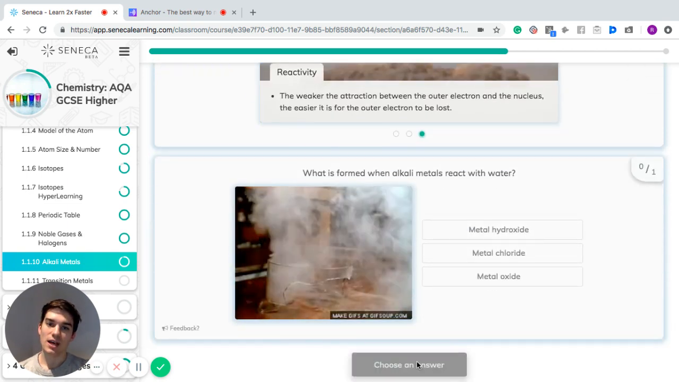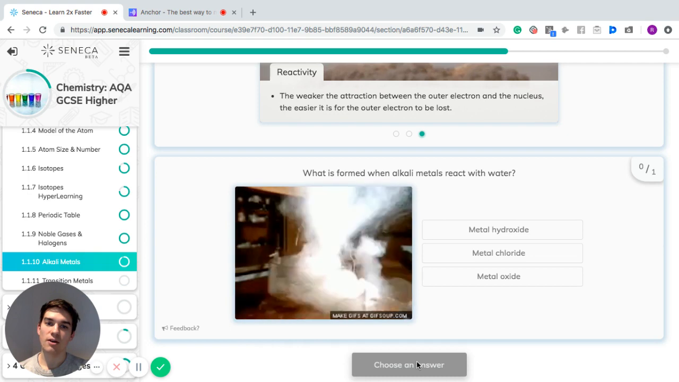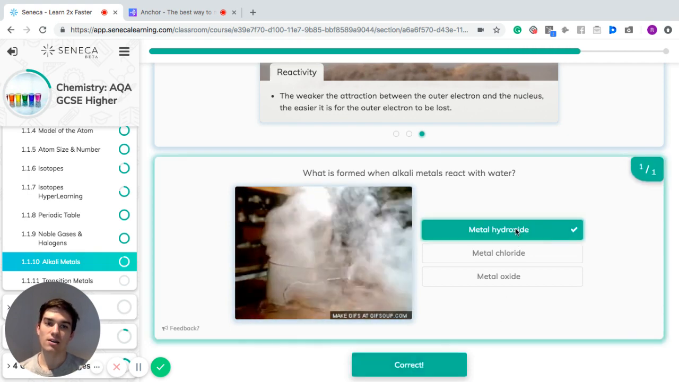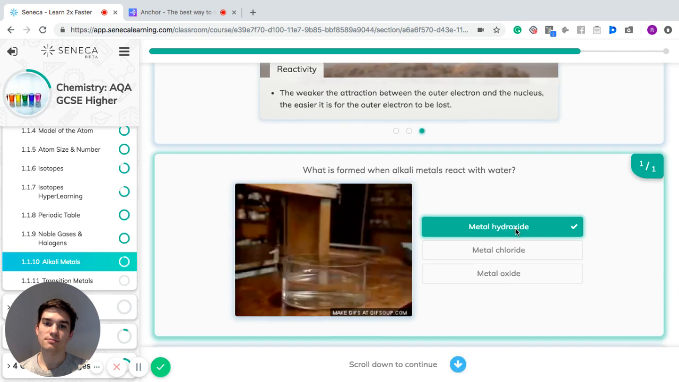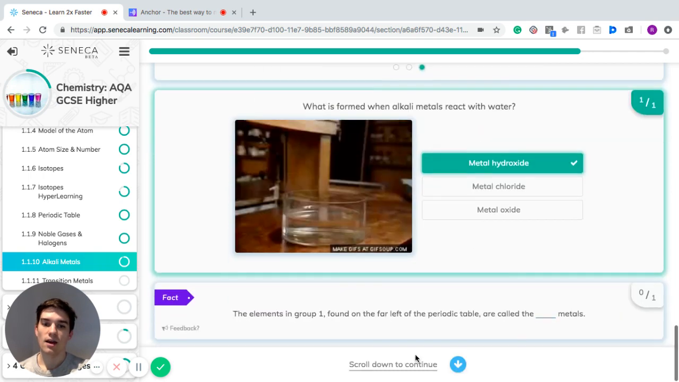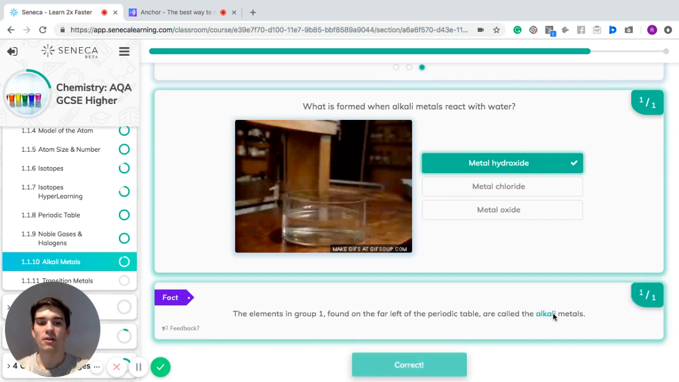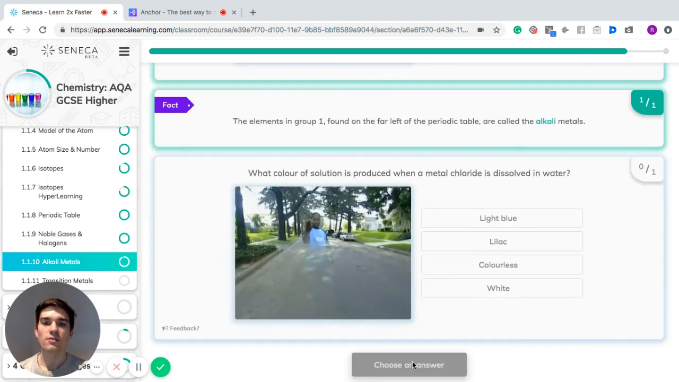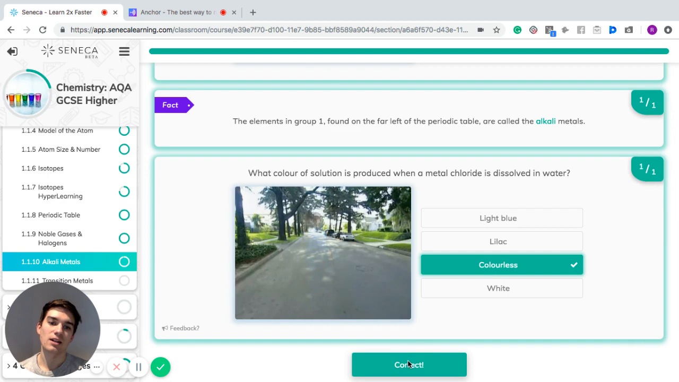So, just to recap again, what is formed when alkali metal reacts with water? Remember, that's a metal hydroxide. And the elements found in group 1, found on the left-hand side of the periodic table, are called alkali metals. What colour of solution is produced when metal chloride is dissolved in water? That is a colourless solution.